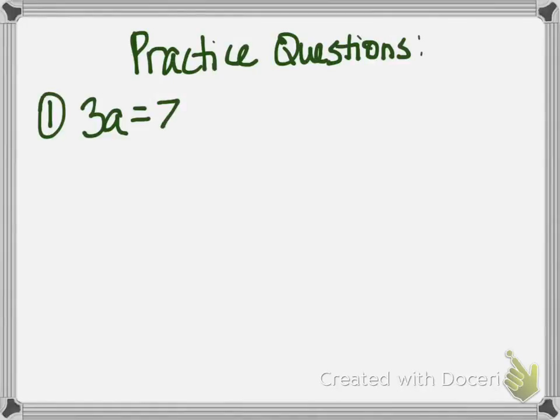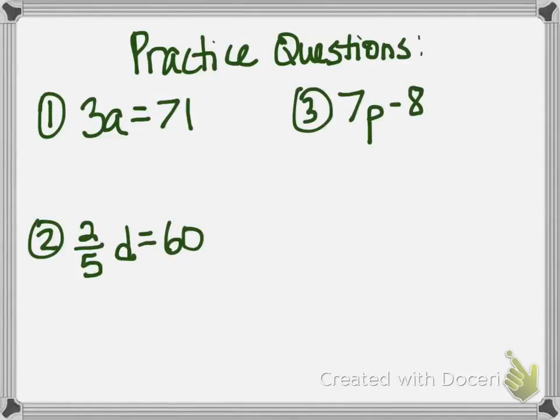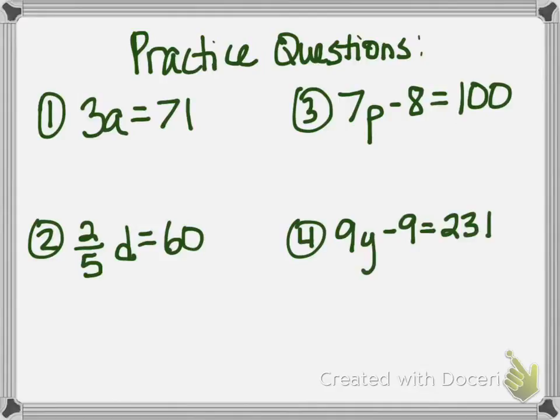Here are some practice questions for you. 3a equals 71, 2/5 d equals 60, 7p minus 8 equals 100, and 9y minus 9 equals 231. Now solve.